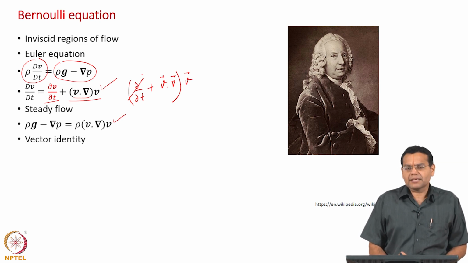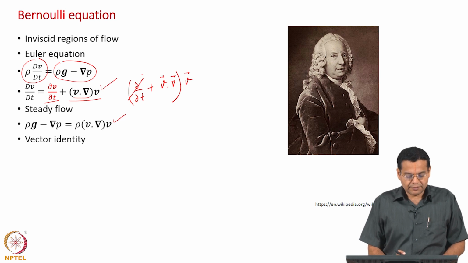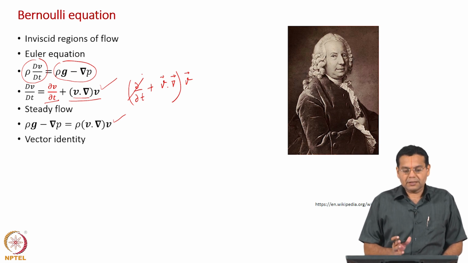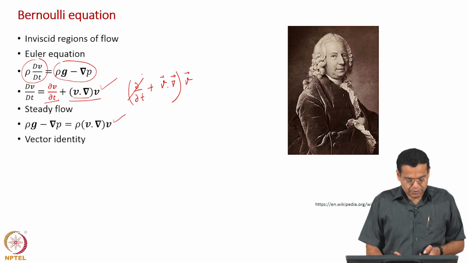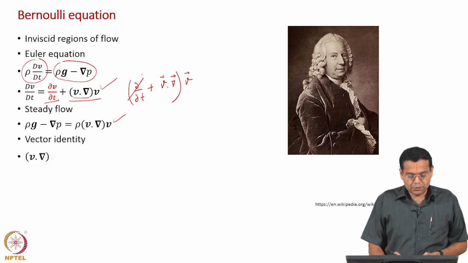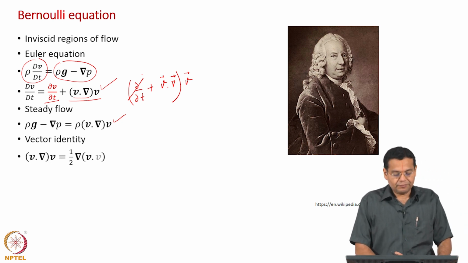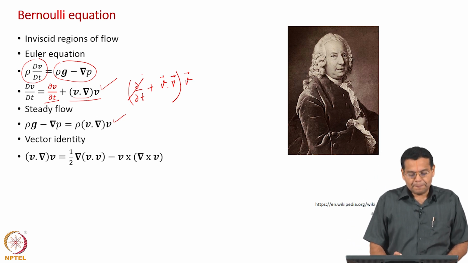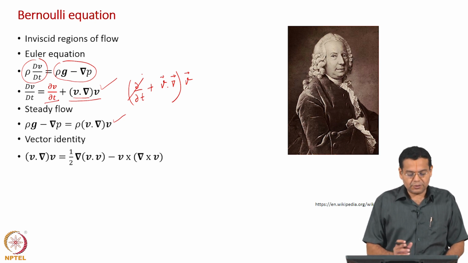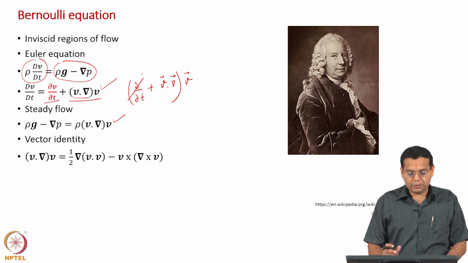Now, we will use a vector identity. What is the vector identity? You would have come across several vector identities in your vector calculus course. For example, curl of the gradient of a scalar is equal to 0, that is one vector identity. Similarly, we are going to use this vector identity. We are not going to prove this, it is a little involved to prove this. Even fluid mechanics books take this relationship, so we are also taking this relationship without proving it.